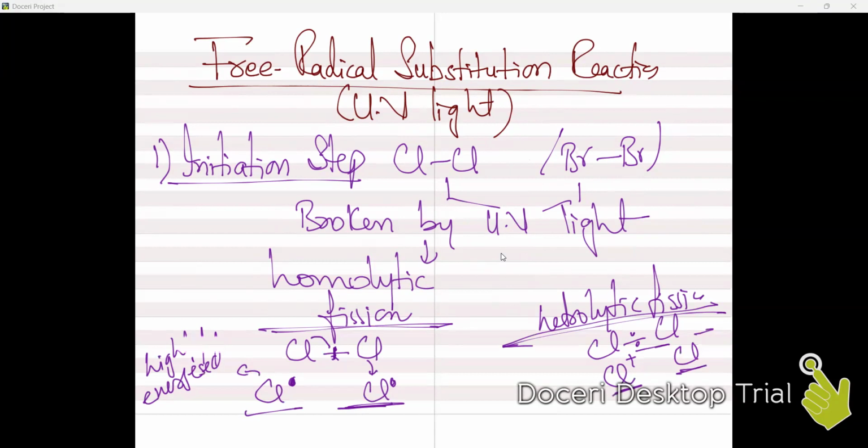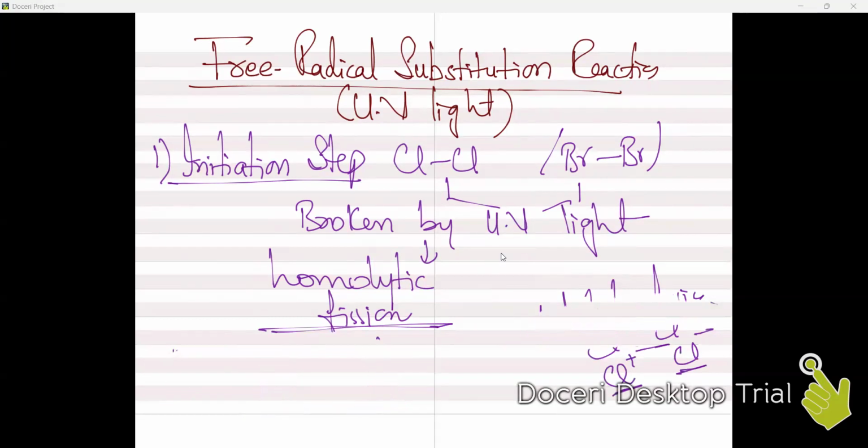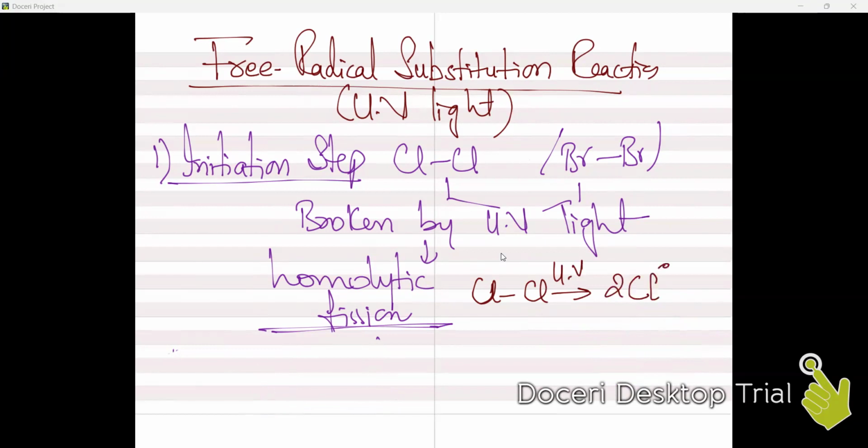So in alkanes, what happens in the initiation step? We give UV light. As a result of UV light, homolytic fission happens. When homolytic fission happens, chlorine and chlorine in the presence of UV light will be broken down and produce two chlorine radicals. This is the same case with bromine: in the presence of UV light, two bromine radicals can be produced.